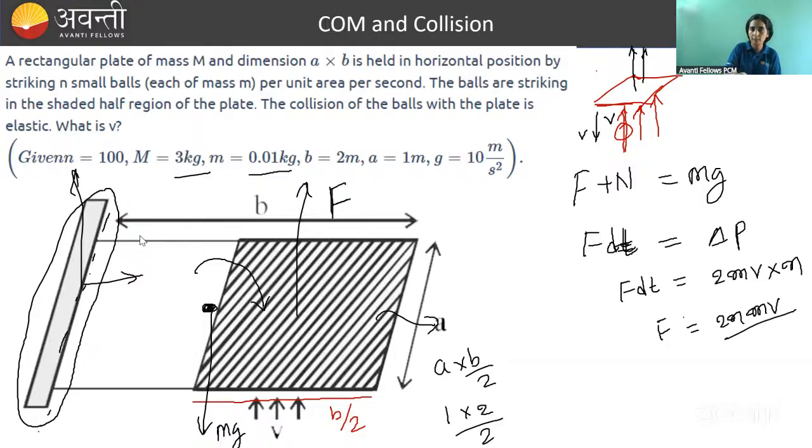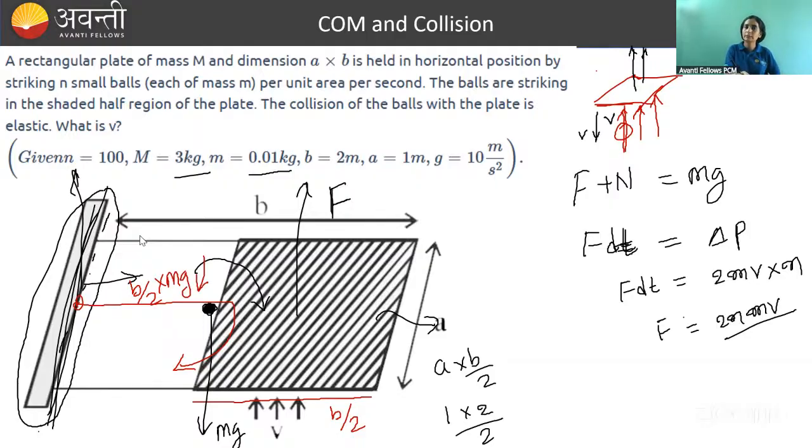Now what do you do? Apply torque. So around the center of mass, around this clamp end, because through this certain unknown forces are passing. So if you calculate it now, this R is equal to B by 2 into mg, and this torque is in this direction.